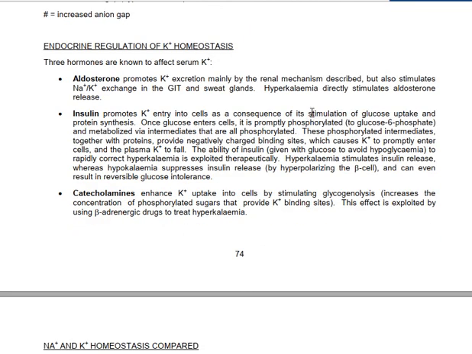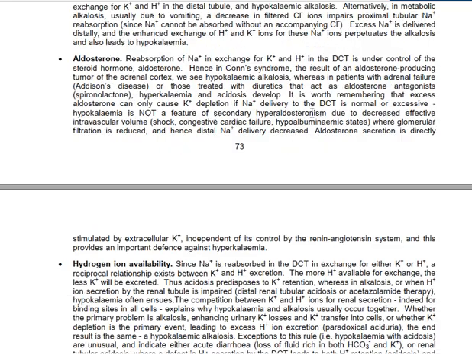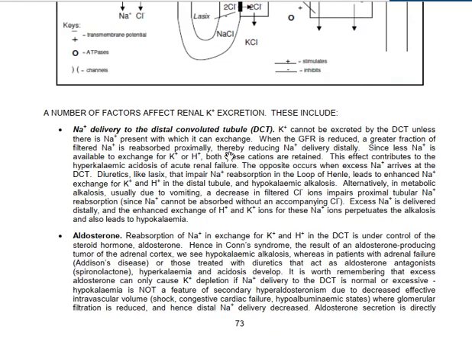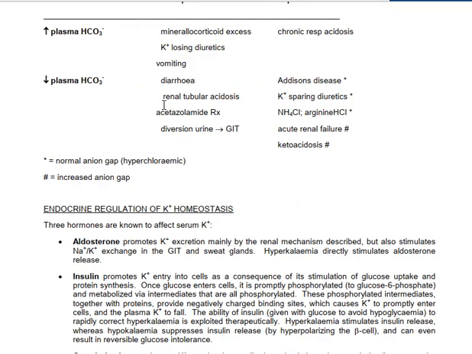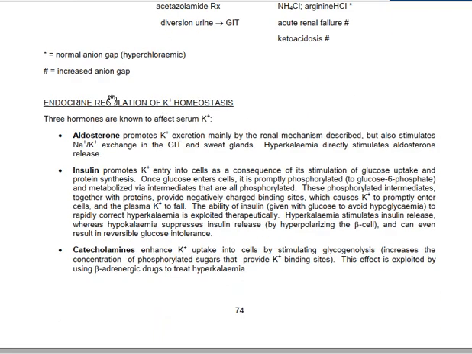Now you have seen the regulation of the factors that are involved with renal potassium ion excretion. So we are finished with that. Now let's visualize the endocrine regulation of potassium ion homeostasis.